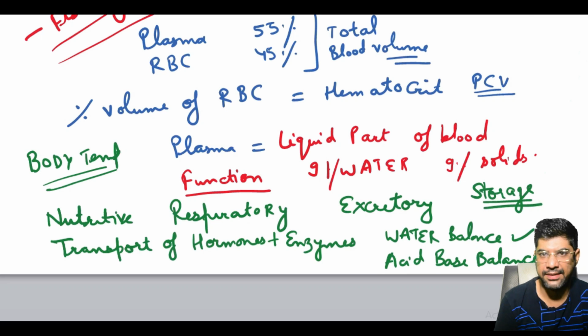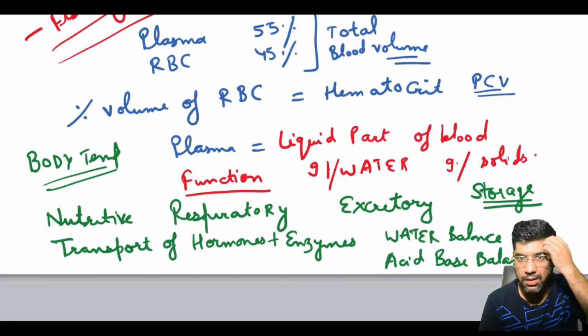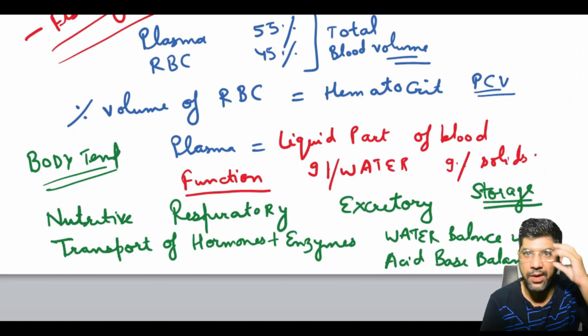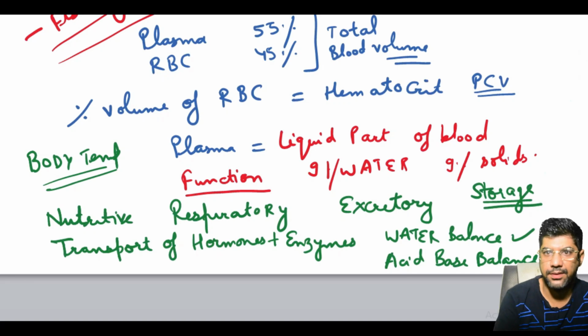Apart from that, it has a storage function. Blood serves as a source for water and essential substances like proteins, glucose, and potassium, which are required by the tissues, which can be utilized during conditions like starvation, fluid loss, and electrolyte imbalance.